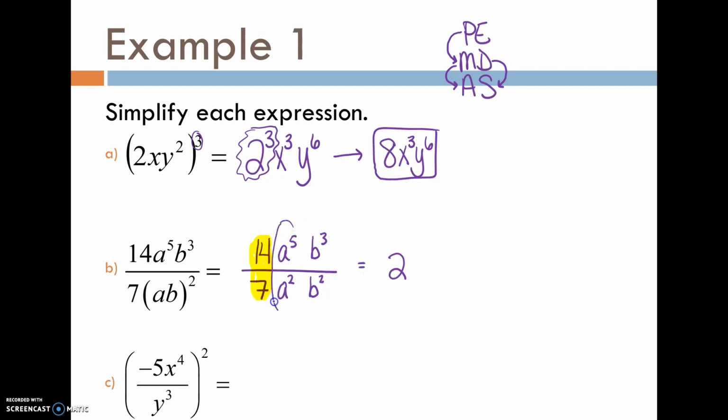Then we have a to the 5th divided by a squared. When we see division, we subtract the exponents. 5 minus 2 is 3. And then b to the 3rd over b squared. 3 minus 2 is 1. The other way you can think of it is these 2 a's are going to cancel out 2 of the 5 on the top, leaving you with 3 left over on the top. These 2 b's are going to cancel out 2 of the 3, leaving you with 1 left over on the top.